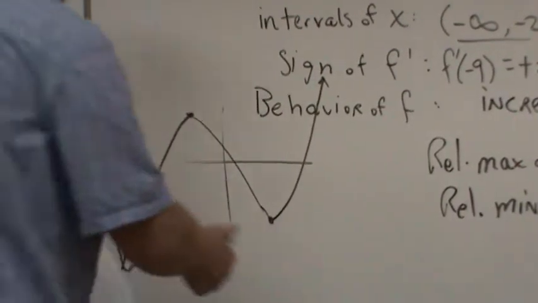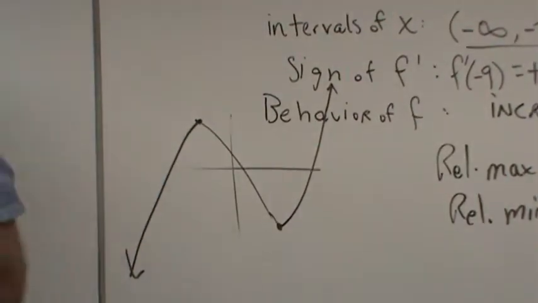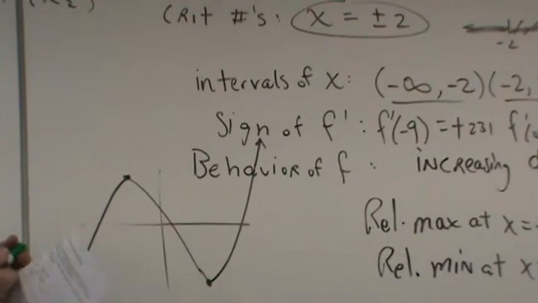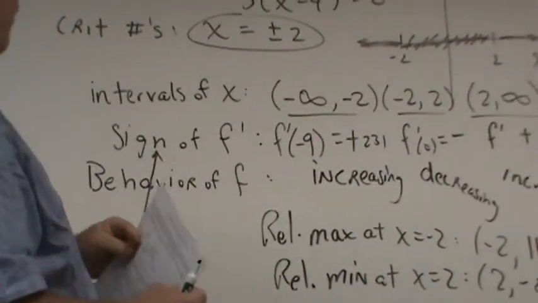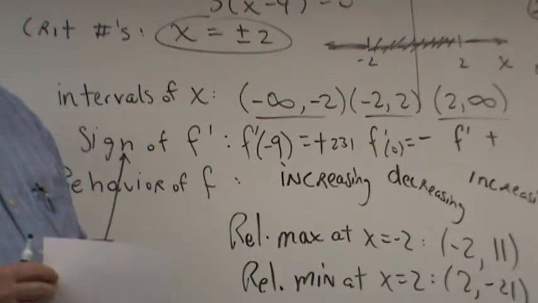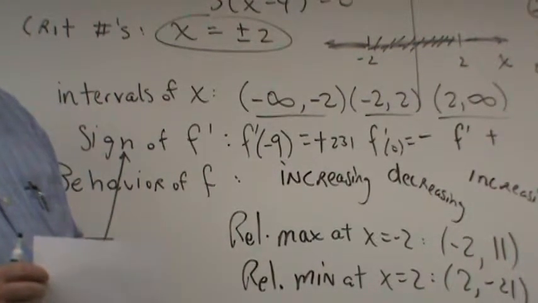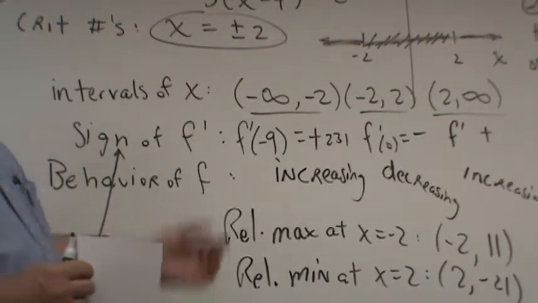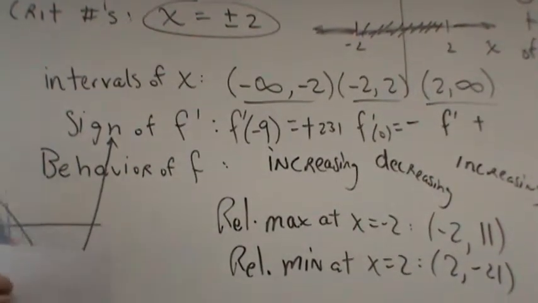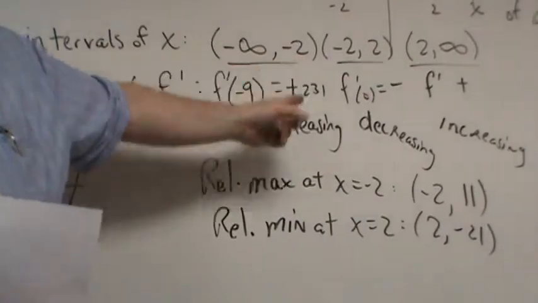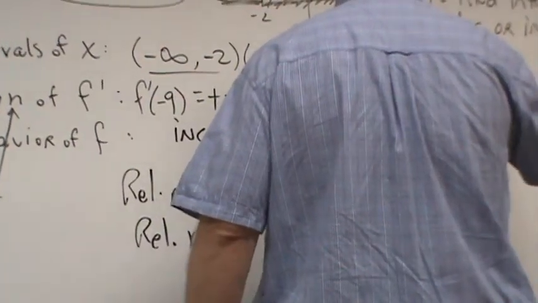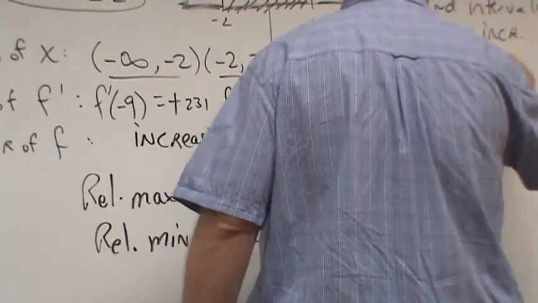Let me show you one more thing. They also ask the intervals in which f of x is increasing. So you tell me, name me one interval where f of x is increasing. Give me an interval of x where f of x is increasing. Negative infinity to -2? Yeah, sure. f is increasing on negative infinity.